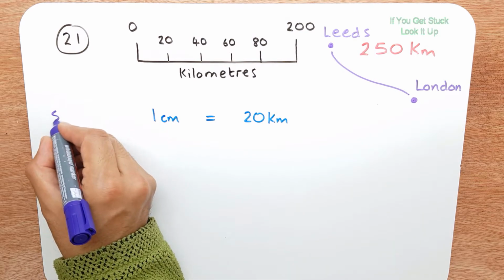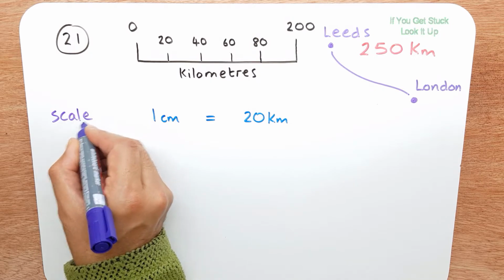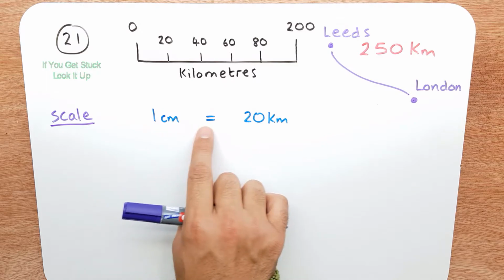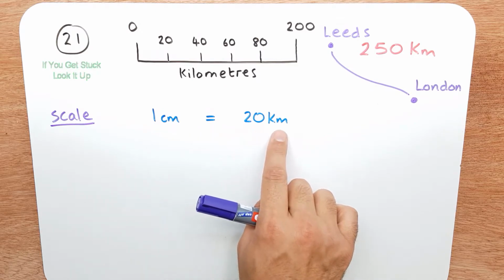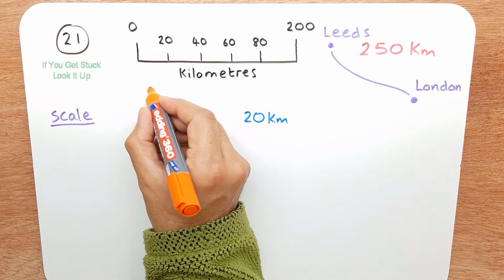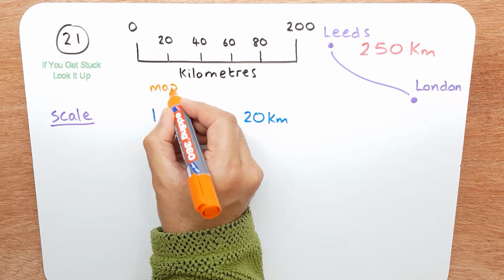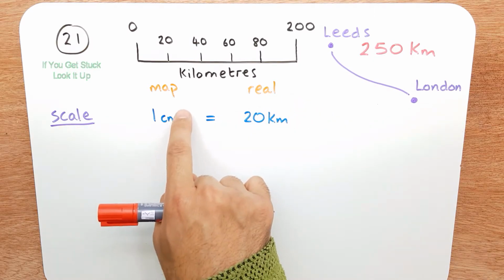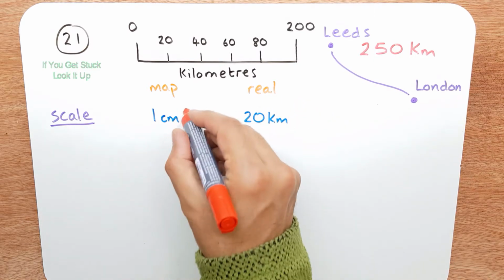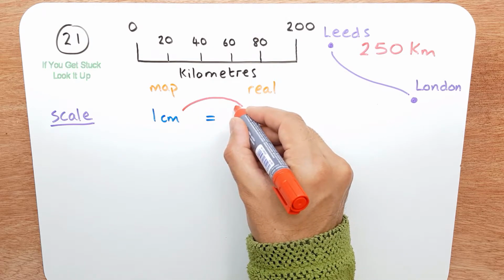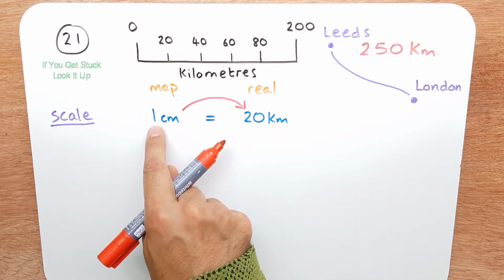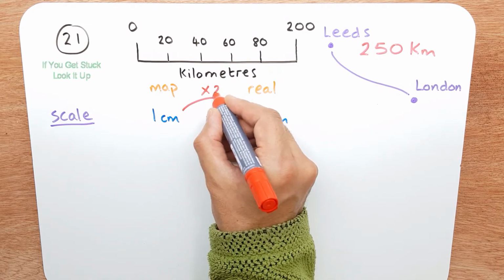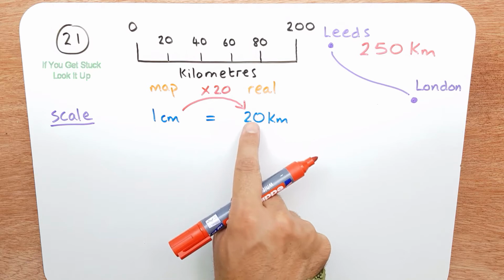Now we're also given a scale on a map. So we're given a map scale. On the map, 1 centimeter equals 20 kilometers in the real world. So this is the map, and this here is the real world. So if I want to go from the map to the real world, I go in that direction, and 1 times 20 will give me 20. So I multiply by 20 and try to learn this trick.